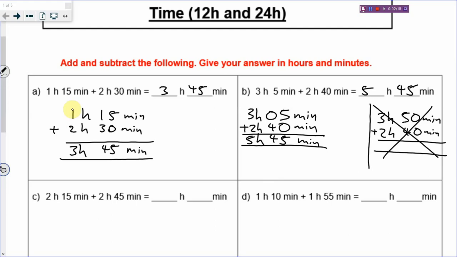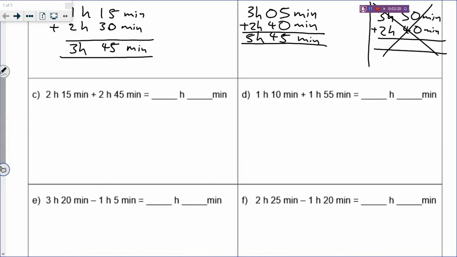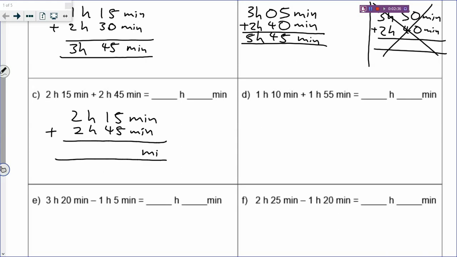Alright, now let's go to another example. This time it's a little different. It's still the same, but you need to do something else. For example, you have 2 hours 15 minutes plus 2 hours 45 minutes. So you do your normal adding. You add the minutes. So 5 plus 5 is 10, carry 1, you get 60. And then 2 plus 2 is 4 hours.